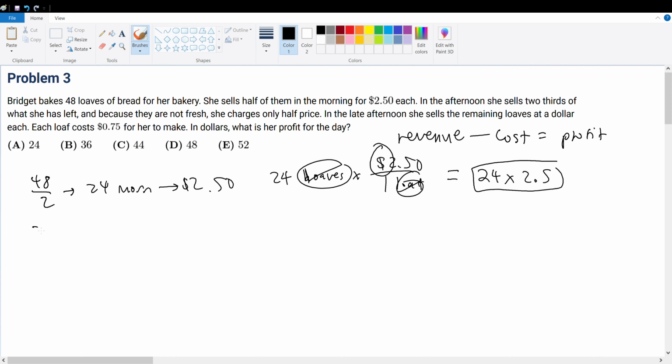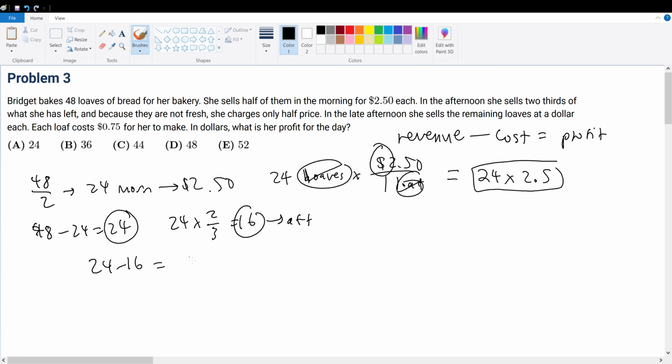So that means 48 minus 24 is 24 left for the afternoon. Now let's consider the afternoon. In the afternoon, she sells 2/3 of what she has left. She has 24 left, so in the afternoon she sells 2/3 of 24, which is equal to 16. So she sells 16 in the afternoon, which means 24 minus 16 leaves us 8 in the evening. But let's just put that on the side for now.